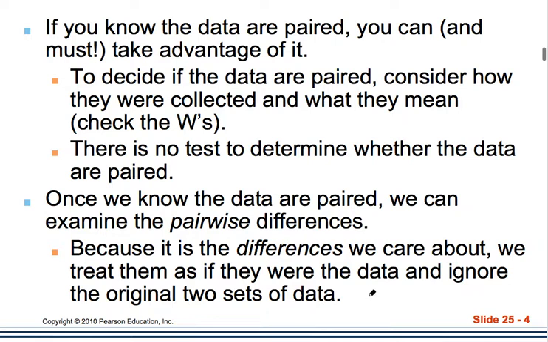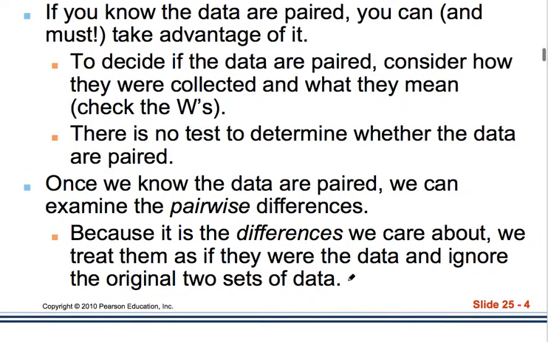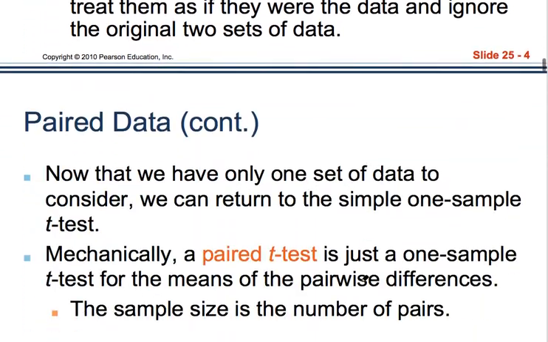Okay. So once we know if the data are paired, we examine the pairwise differences. Okay, it becomes a one-sample t-test because all we're looking at is the differences. So my example of you're timing them, you give them a treatment, then you time them again, all we care about are the differences between the timing. We don't care about the timing with each one of them. Okay, it's the differences that we care about.